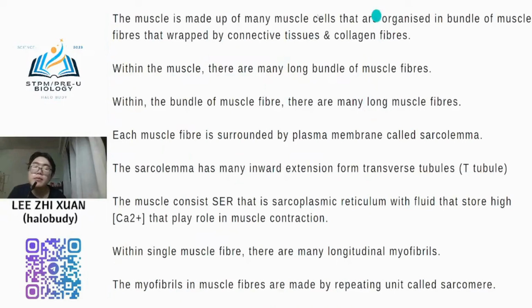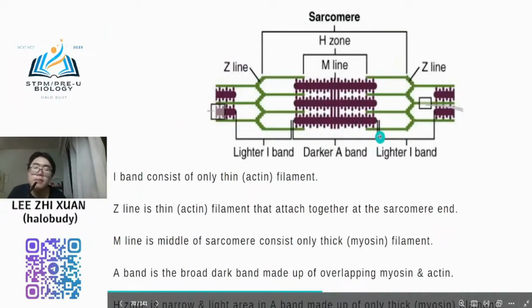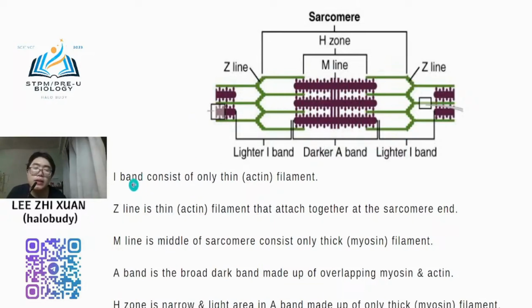Okay. So this is the explanation, which is more detailed. Normally the I band only contains thin filament, which we call actin filament. And the Z line is where the thin filaments are attached together at the sarcomere end. If you see this part, it is actually already another unit of sarcomere. One unit of sarcomere ends at the Z line. The Z line is a line that determines a single unit of sarcomere. So beyond the Z line is another unit of sarcomere already.